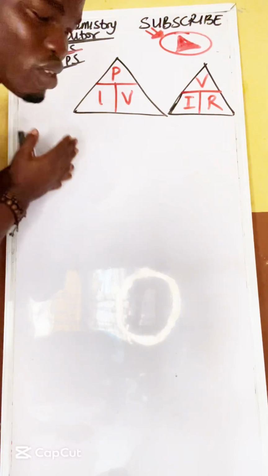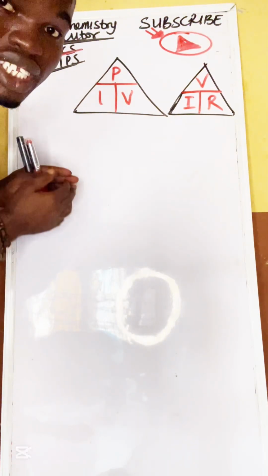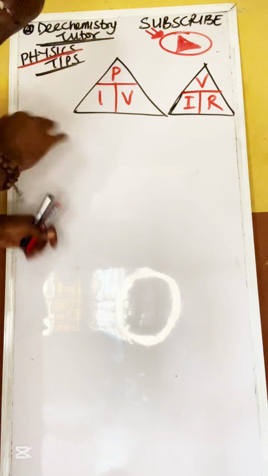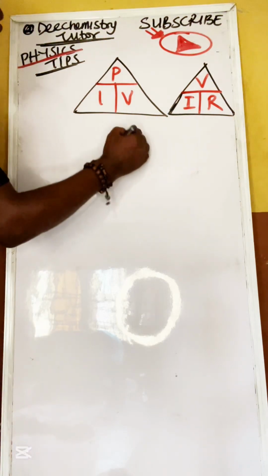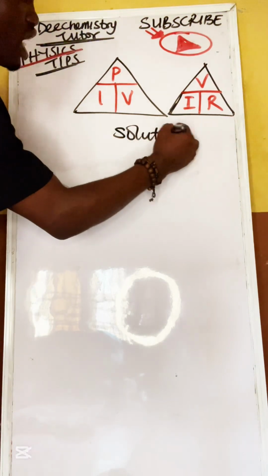Let me use 5 minutes to tell you how to understand current electricity with these two charts. Very easy. Let's get into it. Now, what do I mean? This is just a chart for you to know.